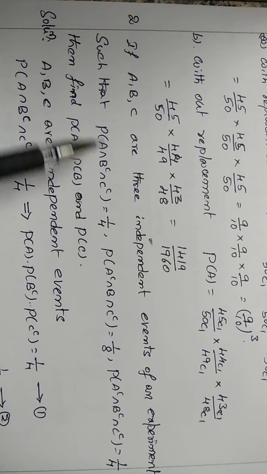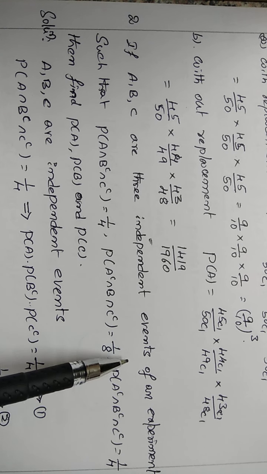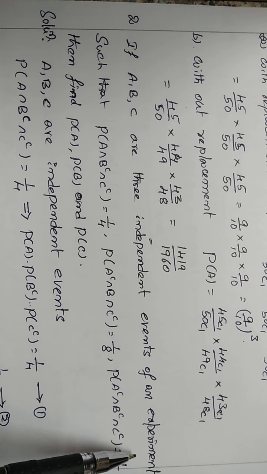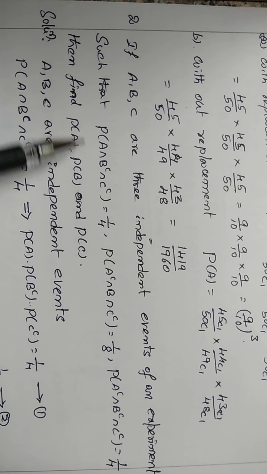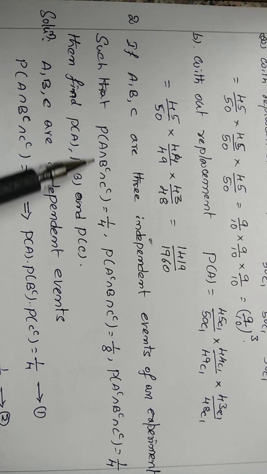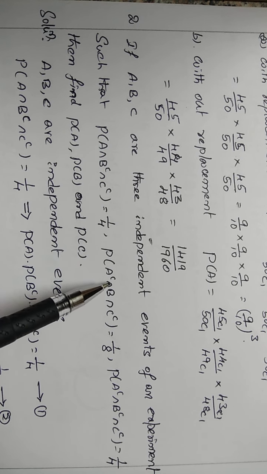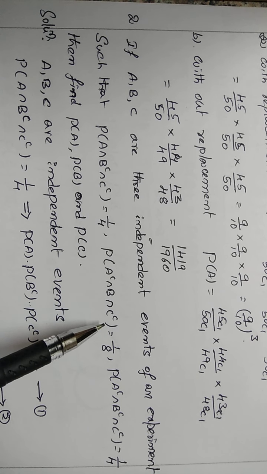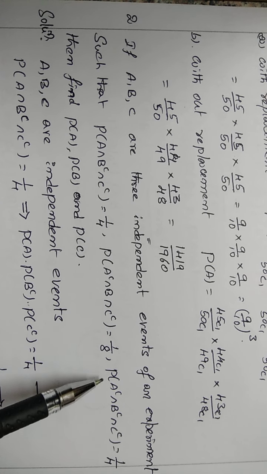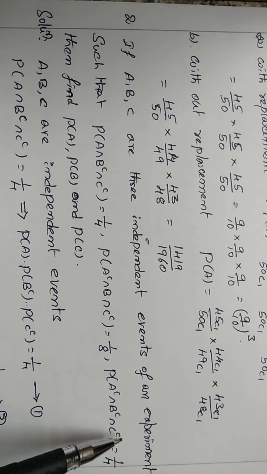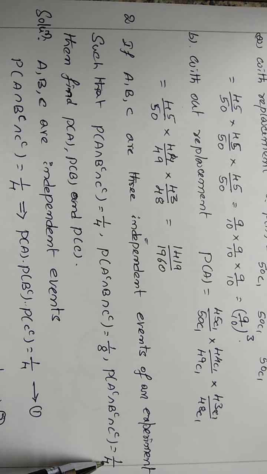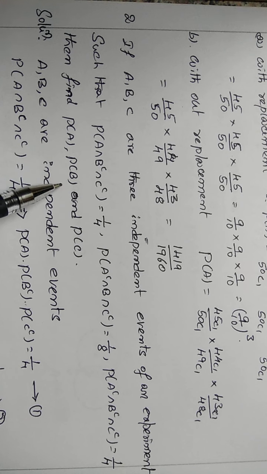Second problem. A, B, C are three independent events of an experiment such that P of A intersection B complement intersection C complement is equal to 1 by 4. P of A complement intersection B intersection C complement is equal to 1 by 8. P of A complement intersection B complement intersection C complement is equal to 1 by 4. Then find P of A, P of B and P of C.